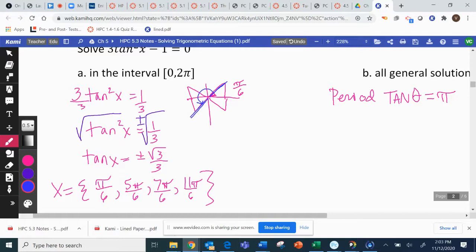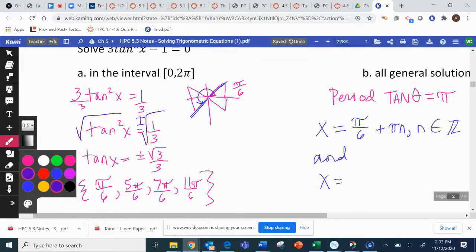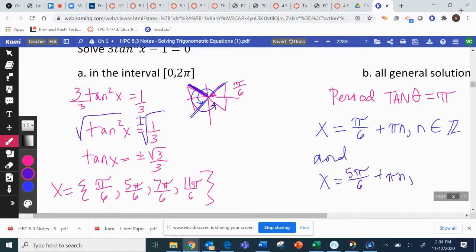So when I write the general solutions, I'm not going to have 4 general solutions. I'm going to have one of them that's x equals pi over 6 plus pi n, where n is an integer. And I will also have the second one, because if I add pi to that, I will get the fourth one. So that is 5 pi over 6 plus pi n, where n is an integer.